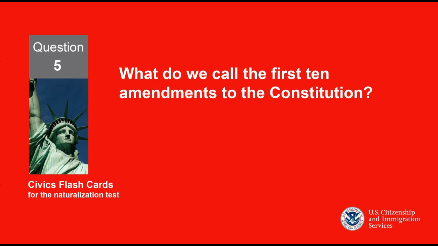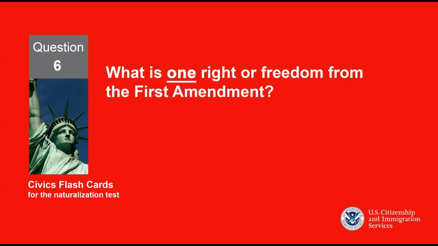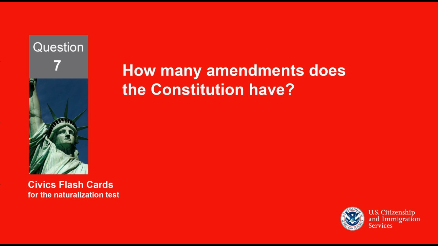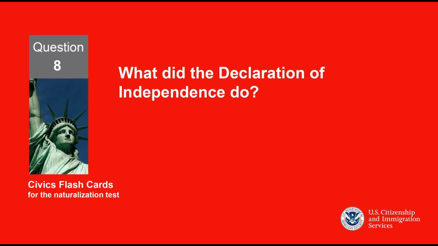What do we call the first 10 amendments to the Constitution? The Bill of Rights. What is one right or freedom from the First Amendment? Speech, religion, assembly, press, petition the government. How many amendments does the Constitution have? 27.